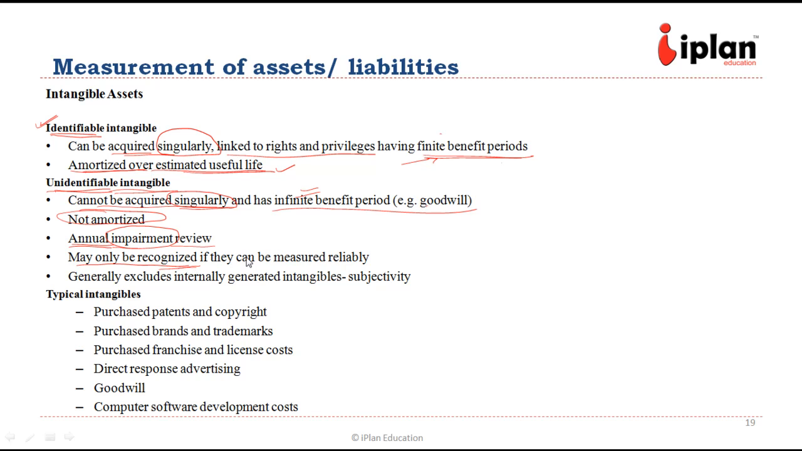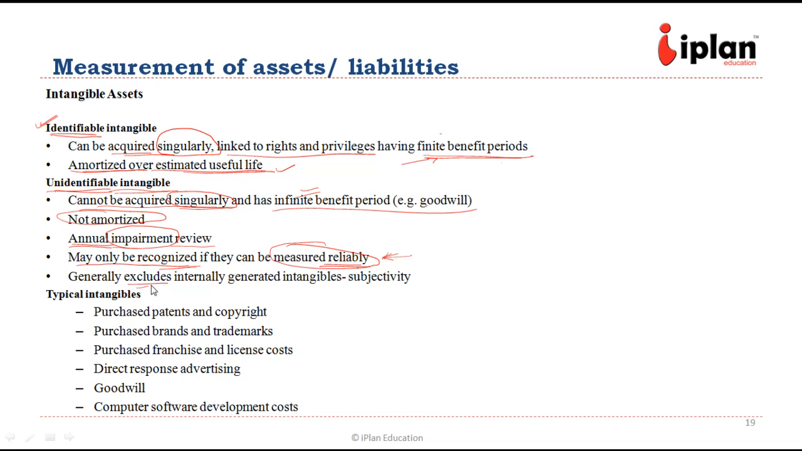They may be recognized only if they can be measured reliably. So that is important. For example, goodwill can be recognized only in the case of acquisition. Otherwise, the goodwill of the firm cannot be known, so it cannot be recognized.